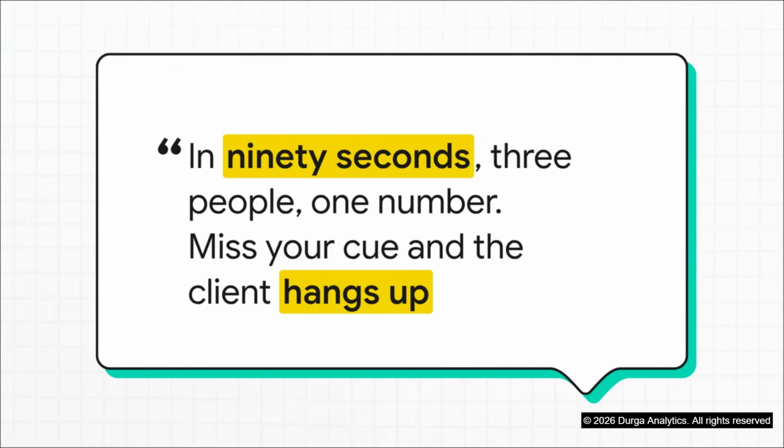The trader immediately spins around and looks at you, the quant. You've got 90 seconds. 3 people are waiting on one single number from your model. If you miss your cue, the client hangs up and the deal is dead. But if you deliver the right number instantly, the desk just won a massive piece of business. That right there is why we are studying this ecosystem. You could build the most mathematically beautiful, technically flawless model in the world, but if you don't know exactly who is consuming it, what format they need, and how fast they need it, well, your model is practically useless.